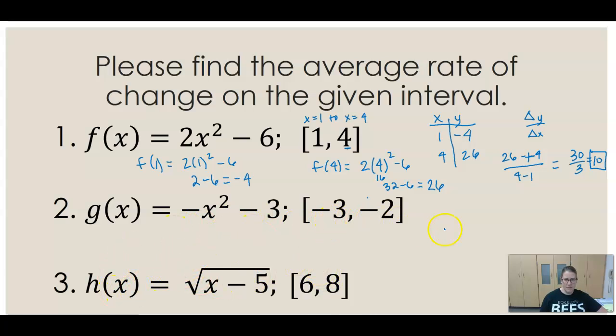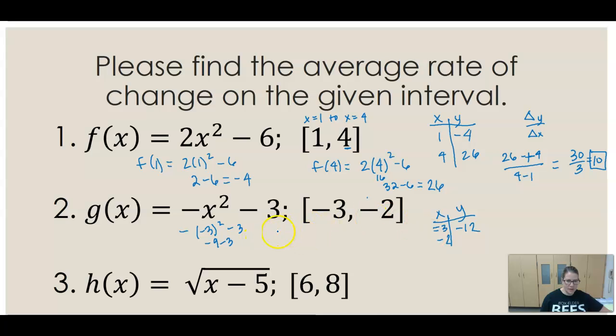So again, these are my x values in the interval, right? It's telling me to look between x equals negative 3 and x equals negative 2. So those are going to be the endpoints that I'm looking between on the graph. So when I plug negative 3 in here, I'm going to get negative 3 times negative 3 is 9. So this would be a negative 9 minus 3, which is negative 12. So I've got negative 3, negative 12 as one of my points.